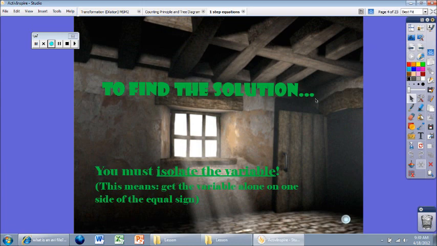All right, so to find the solution, you must isolate the variable. What isolate means is get it all by itself on one side. We'll talk about that in a second, you'll see what I mean. So we want to isolate the variable. This means get the variable alone on one side of the equal sign.